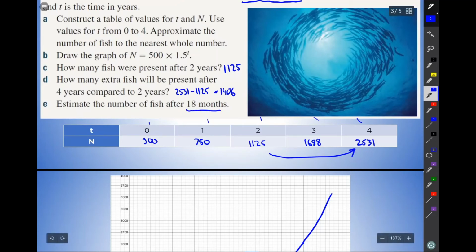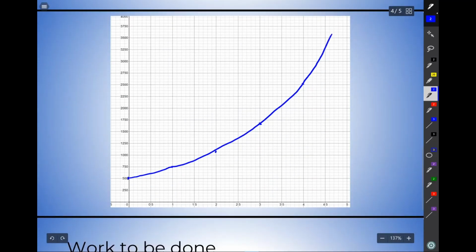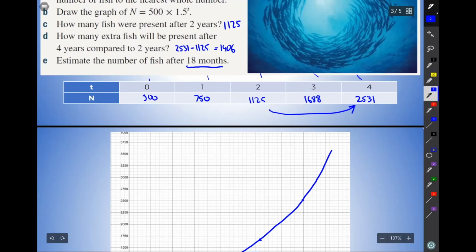So now we're going to have to use our graph to estimate the number of fish after 18 months, 1.5 years. So we find 1.5 years. And we read over here, and it looks like it's pretty much exactly between 750 and 1,000. So I'm going to say that that is 875. And there we have it.